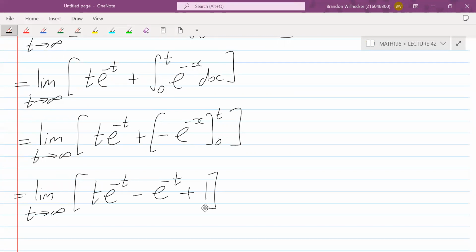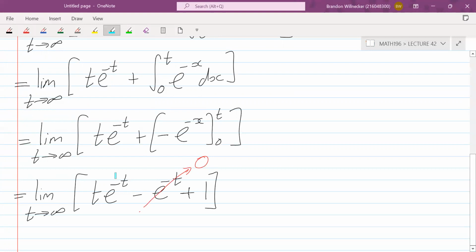Now we need to take the limit as t goes to infinity. Now e to the minus t for larger and larger t values is going to go to 0, because remember, e to the minus very big number gets smaller and smaller. So eventually this is going to go to 0. The limit as t goes to infinity of 1, that's just 1. There's no t dependence there.